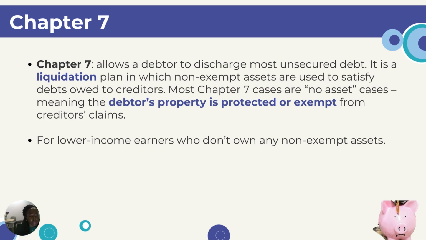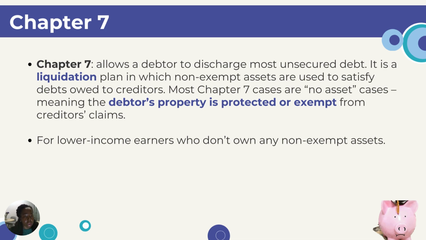Right. So let me explain the concept of exemption. The whole point of bankruptcy is to give people a fresh start. Can you imagine if people actually had to lose and give up everything? Then no one would file for bankruptcy. So there are certain assets that the law recognizes are sacred and that you're allowed to keep.